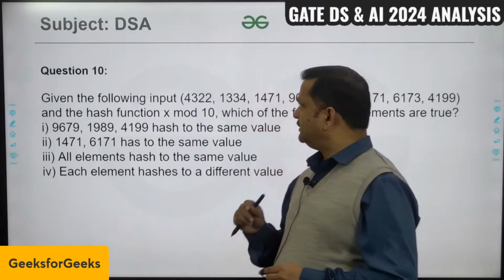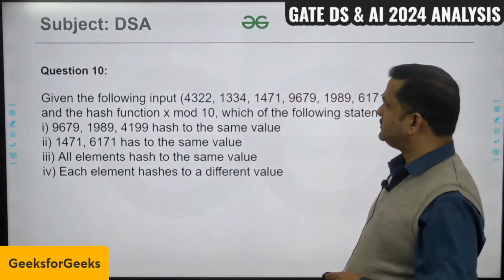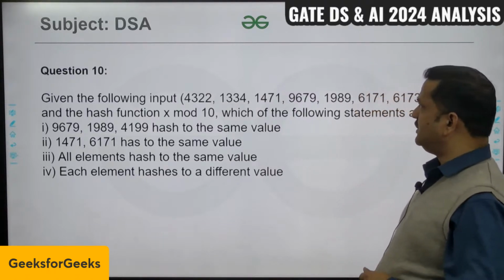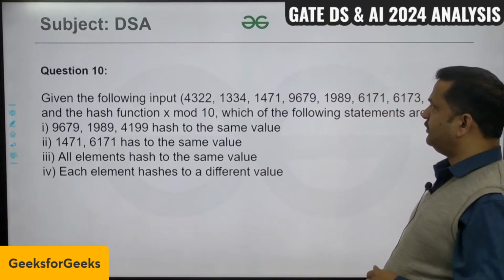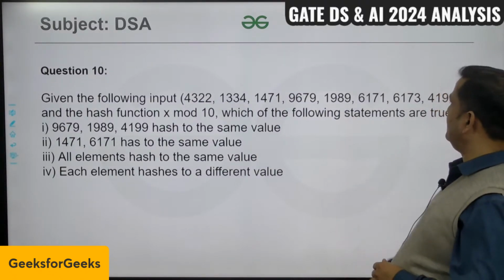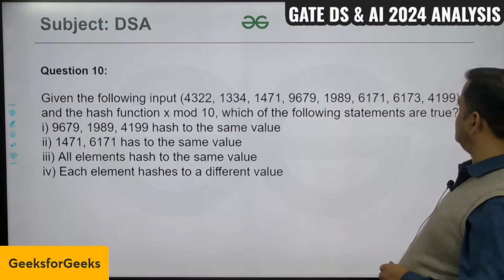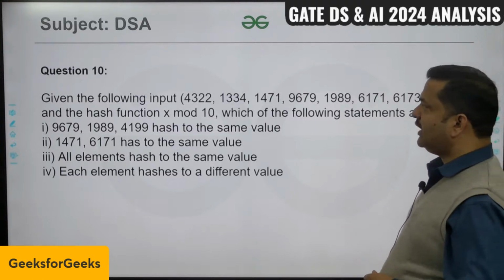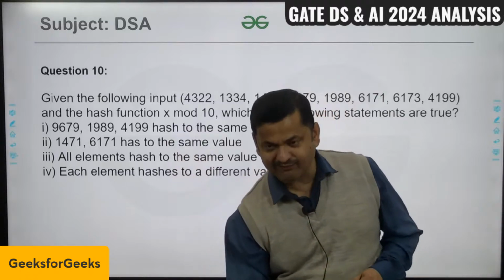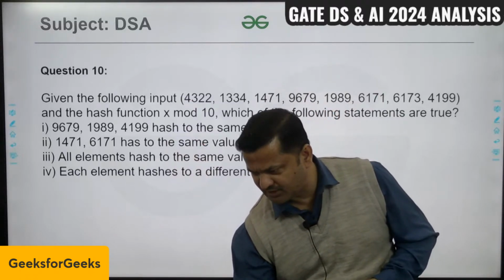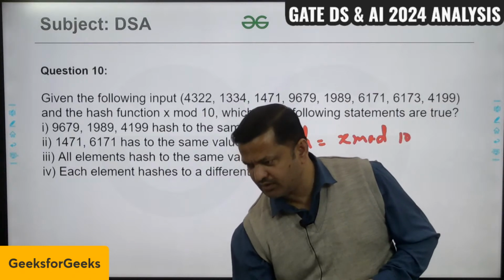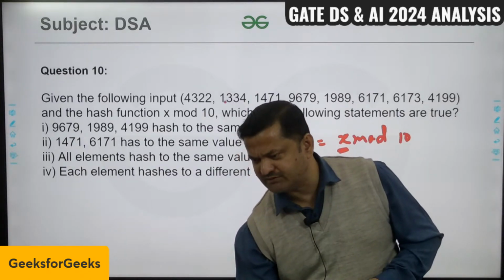All right. Now come to this question, question number 10. The given input sequence is 4322, 1334, 1471, 9679, 1989, 6171, 6173, 4199. And the hash function is given as x mod 10. So the hash value can be computed as x mod 10, where x is simply replaced with these values.